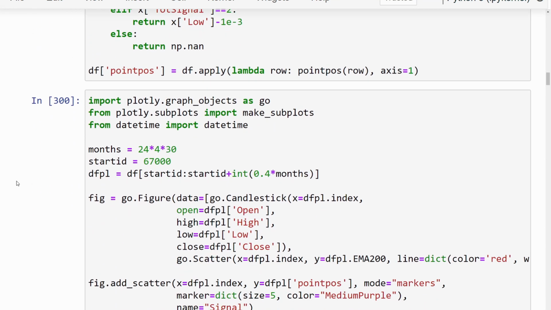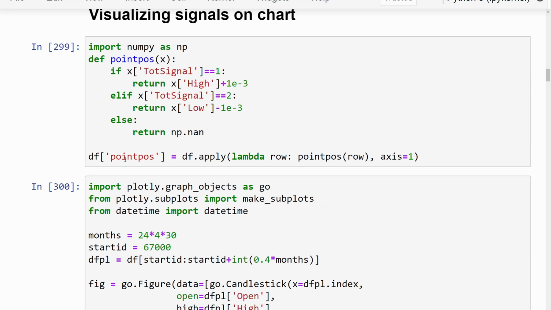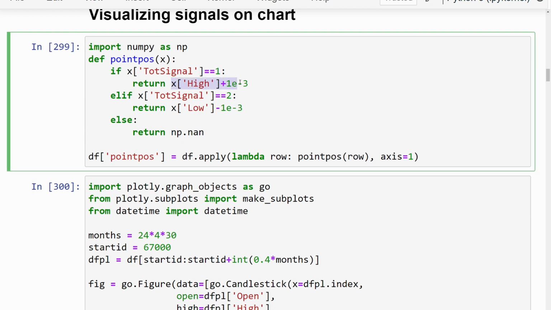So I'm going to add one more column into our data frame, which is called points position. And if the total signal is 1, it's a selling signal, I'm going to put a point above the high, slightly above the high of the current candle. In the opposite direction, if the total signal is a buying position, I'm going to put a point just below the low of the current candle, just to visualize things on a chart.